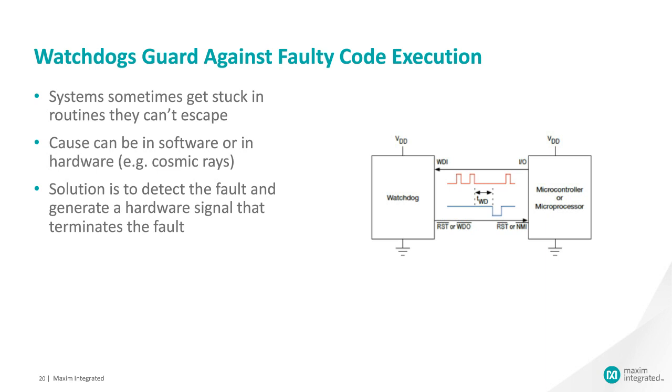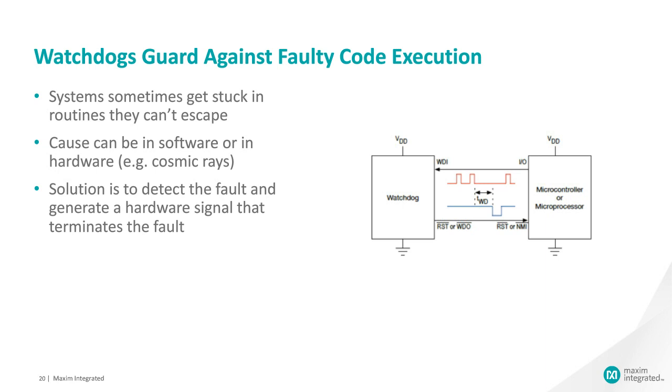The signal can trigger a non-maskable interrupt to allow the microcontroller or microprocessor to escape the loop it's stuck in, or it can trigger a full reset of the micro. The choice depends on system requirements. The latter is more disruptive, but it's also generally more reliable.